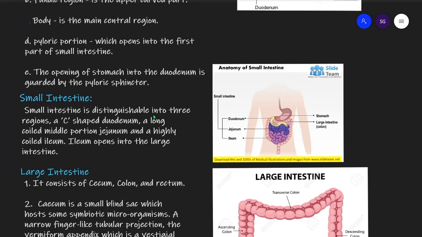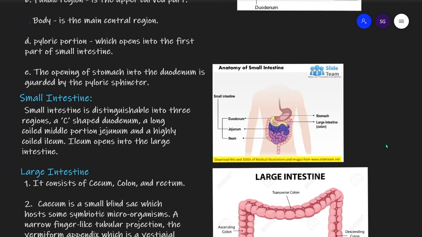The small intestine is distinguishable into three regions. First is the C-shaped duodenum. This yellow portion is C-shaped, so this is called the duodenum. A long coiled middle portion is the jejunum, the blue color part which is coiled. And this third part, in purple color, is highly coiled. This is more coiled than the jejunum. This highly coiled portion in purple color is the third part of the small intestine, the ileum.